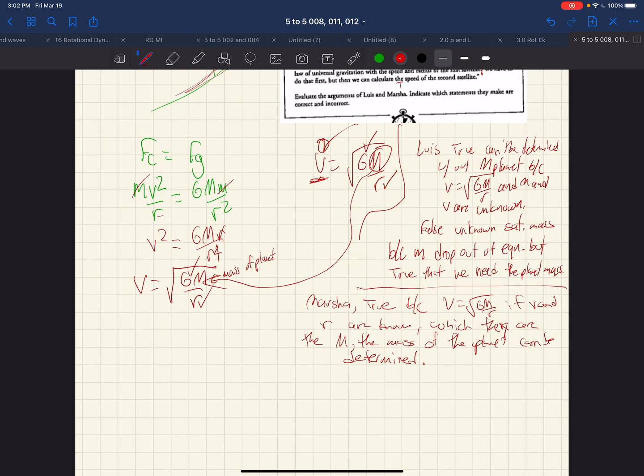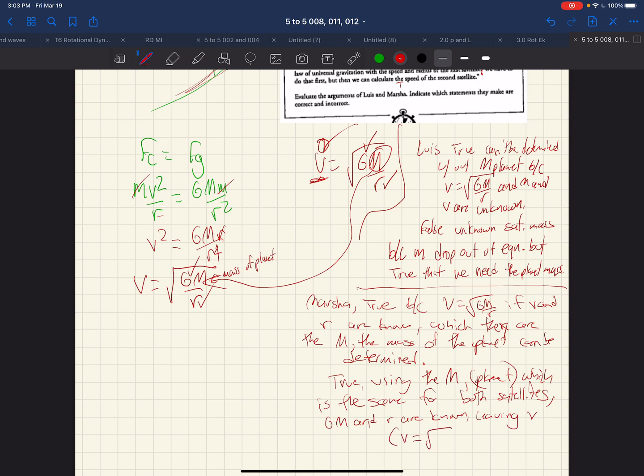And then she is also correct, true, using this M planet, which is the same for both satellites. G, M, and r are known, leaving v, and that's v equals the square root of GM over r. And so there we're being very thorough.